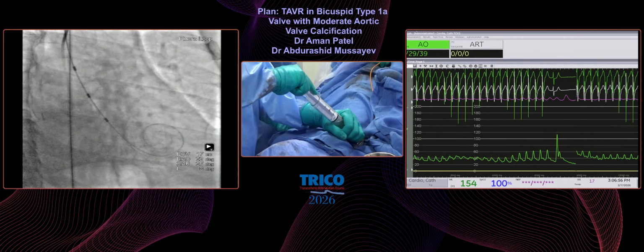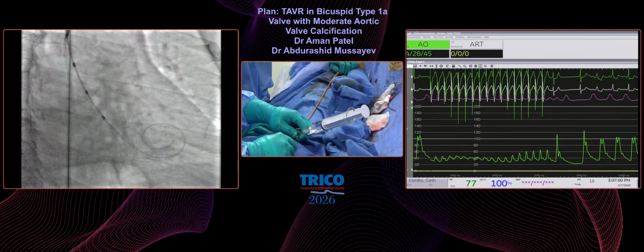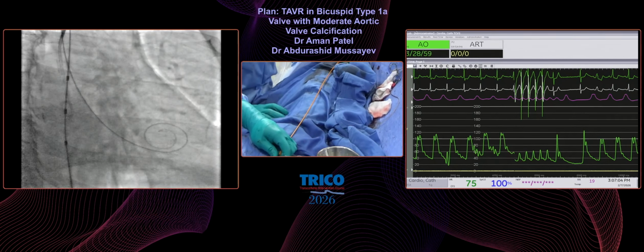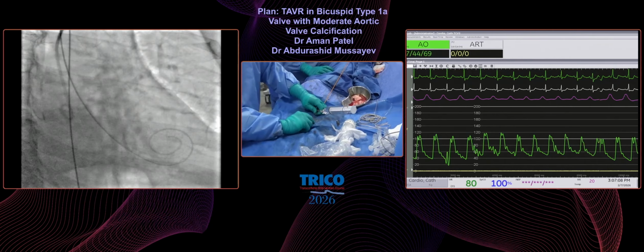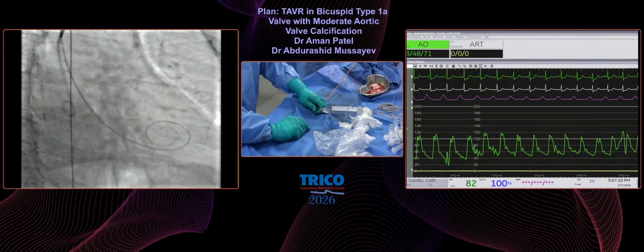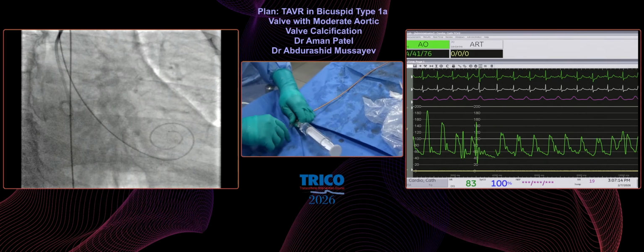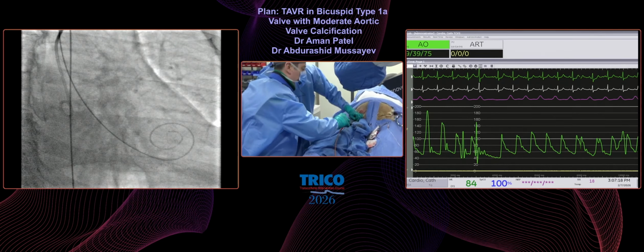Fluoro save. What was the size of the balloon? 20 millimeters, sir. The minimum annular diameter was 20.7. So we chose 20 millimeter for pre-dilatation. When we do a pre-dilatation, we see a waist on the balloon. Can we see the pre-dilatation fluoroscopy again, please?